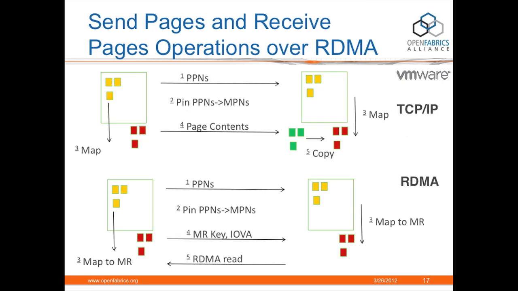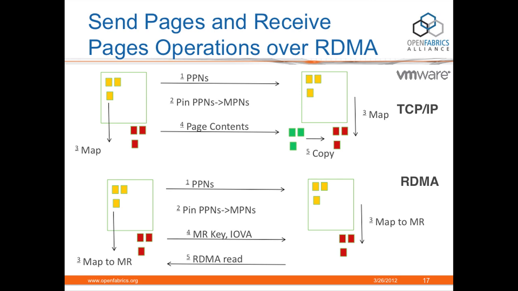Here are the state transitions, and actually this is more about the operations for data transfer itself, or page transfer. On the left-hand side is the source, right is the destination. In the TCP/IP approach, the first thing you do when you're sending a bunch of pages is you send the PPNs, the physical page numbers. In VMware, we draw the distinction between PPNs, or physical page numbers, and MPNs, which are machine page numbers. Machine is what you think of as physical and non-virtualized. So the first step is sending the physical page numbers, what the guest OS sees, what the virtual machine sees.